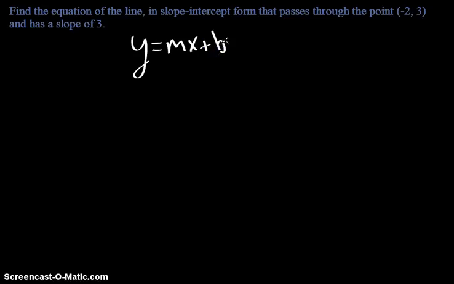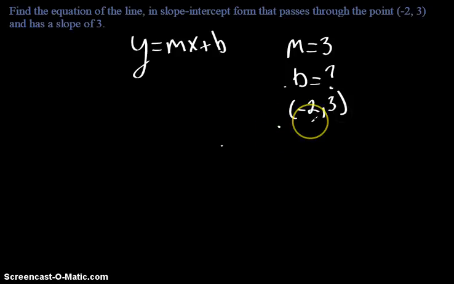Now, if I look at my given information, well, this is pretty nice. They did give me some of my information. They did give me that my slope is equal to 3, so I do have that, but I don't have my y-intercept, my b. I do know that I have the point -2, 3. So what I'm going to do in this problem, I'm going to plug in everything that I know. So I'm going to write this as y equals my m is 3, I have my x, and I do not know my b.